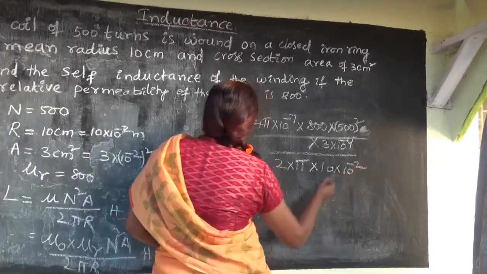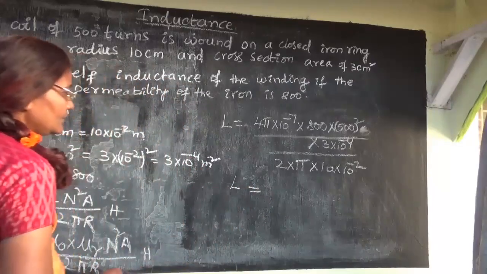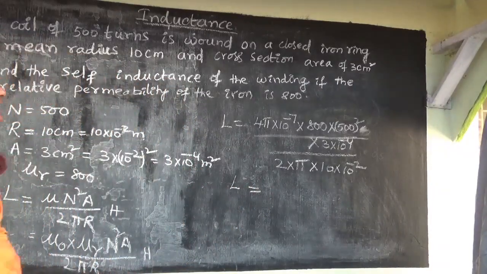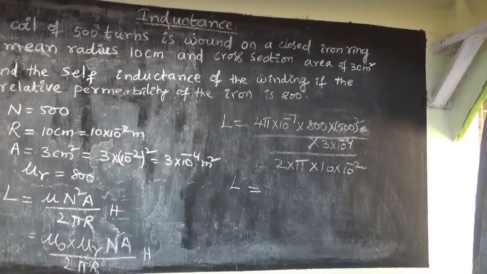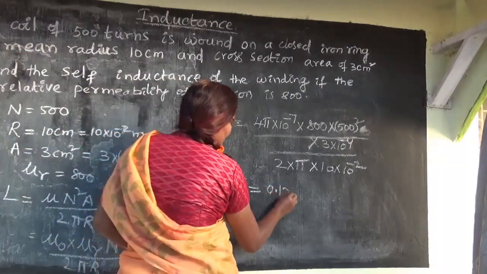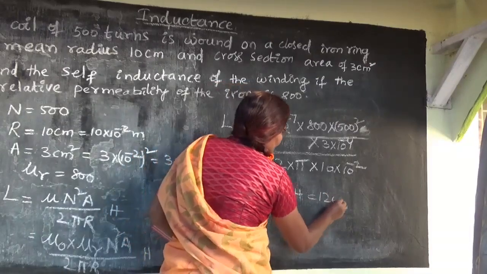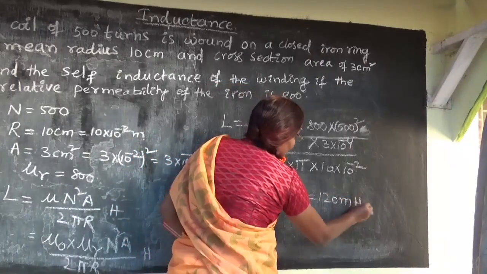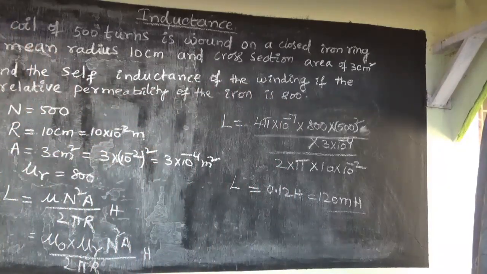So I will give the textbook answer for this, and you calculate on your own and check your answer with the textbook answer. So 0.12 Henry or 120 millihenry. The answer is 0.12 Henry or 120 millihenry. Please check this answer with your problem.